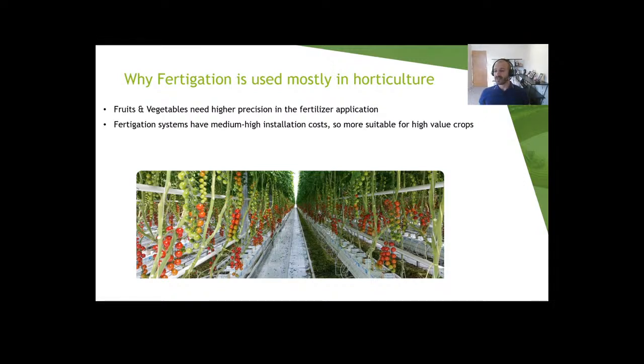But why is fertigation not used everywhere? Why is it used only in horticulture? Is it used only in the fruit and vegetable sector? First of all, because the production of fruits and vegetables is able to generate more money per hectare, more income per hectare.